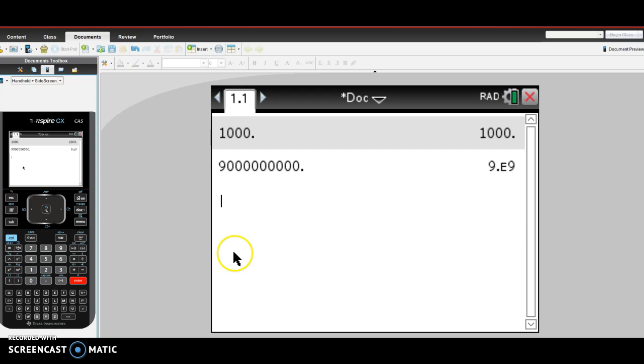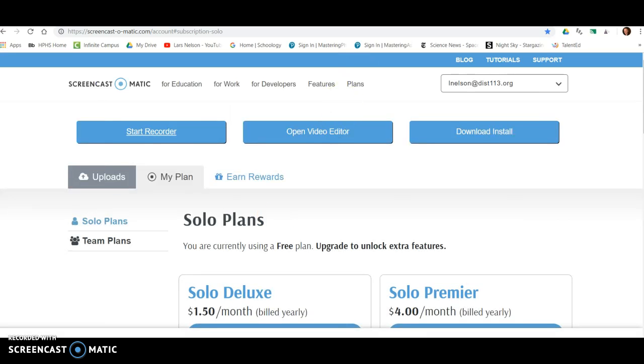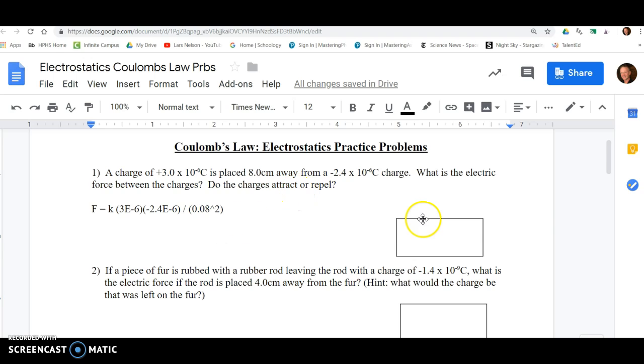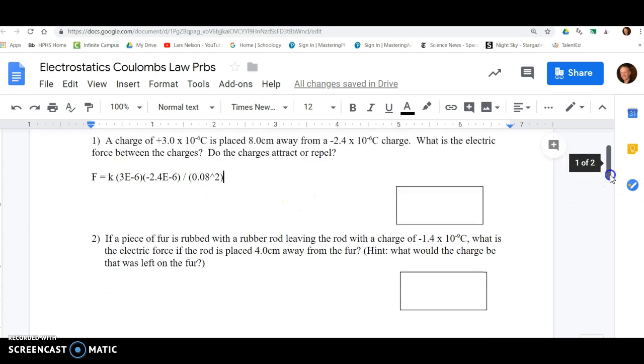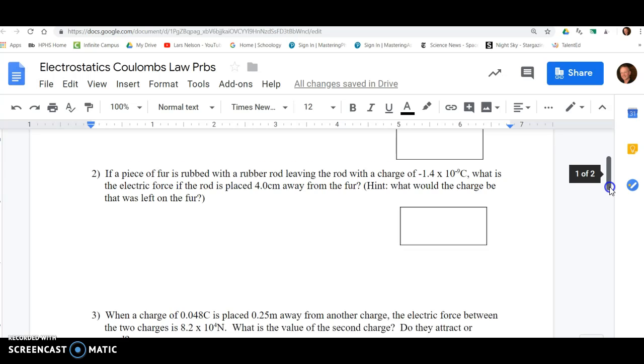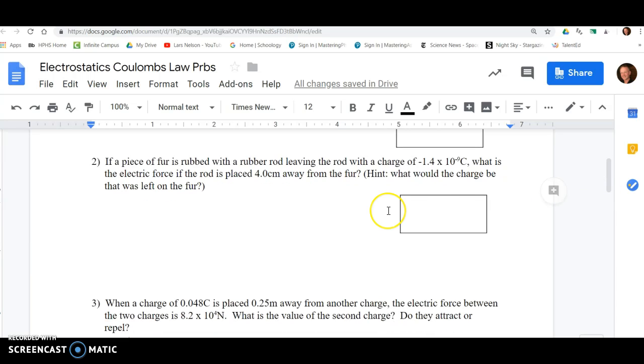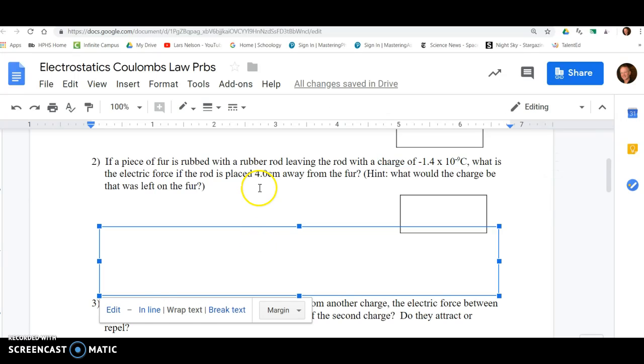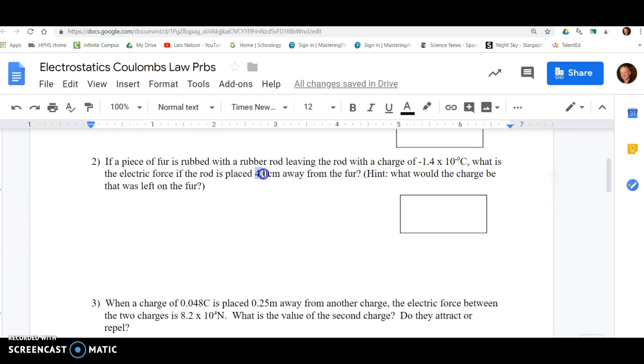Now, sometimes this is convenient and helpful instead of using the times 10 to the power of, when you're solving Coulomb's law problems. So if we have a problem where you are asked to solve for the value of an electric force between two charged objects, for example, problem 2, where it gives you the charge of an object as negative 1.4 times 10 to the negative 9, and it's placed a distance of 2.4 centimeters away from another object of the opposite charge.